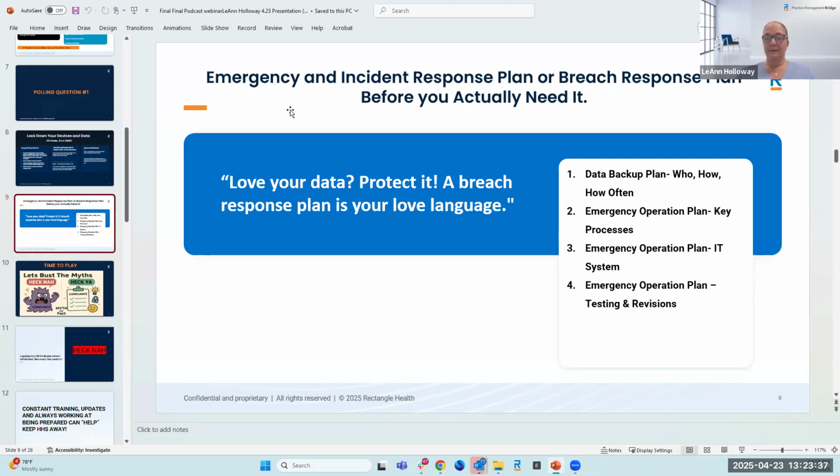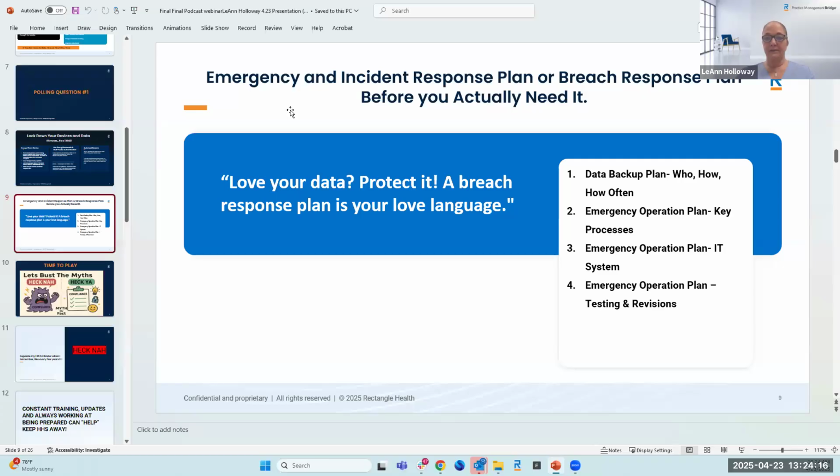So what do we need to do? Have a data backup plan. Assign ownership. Schedule automated on-site and off-site cloud backups. Define your recovery point objectives: hourly for critical, daily for others. Then incident flow: detect, classify, contain, notify. Internal stakeholders first, then OCR, and patients within the required window.